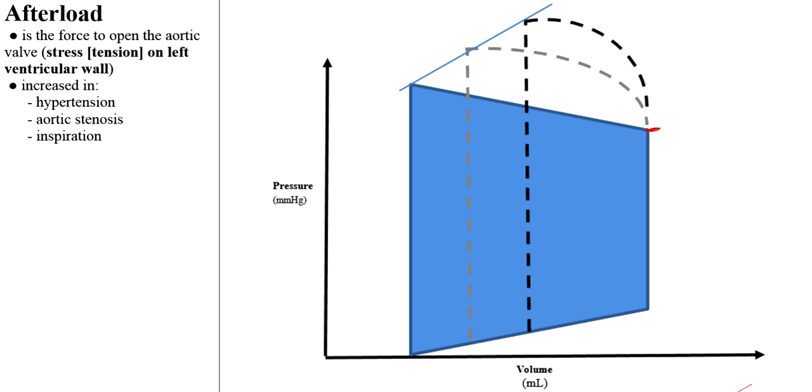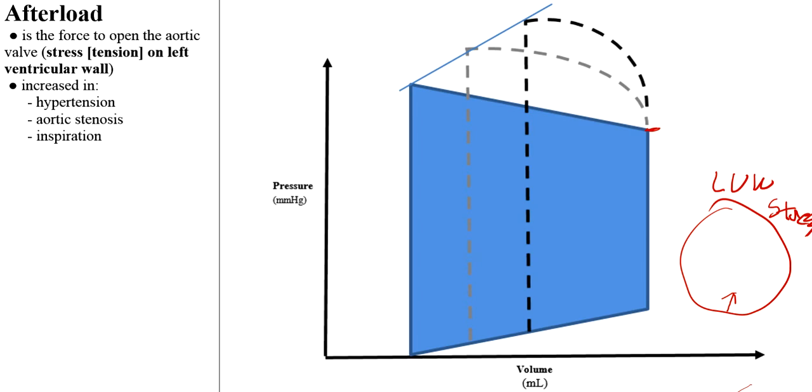The technical definition of afterload actually has to do with the left ventricle, and it's the stress on the left ventricle wall. So, left ventricle wall stress. But usually that's the same thing as the pressure to open the aortic valve, because once you open the aortic valve, then the stress on the left ventricle is equal to the pressure in the aorta.